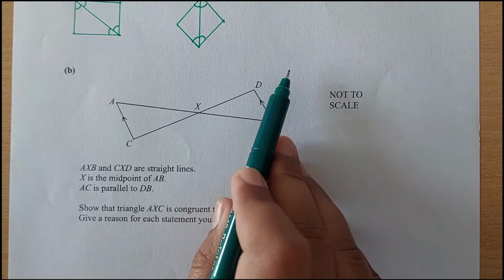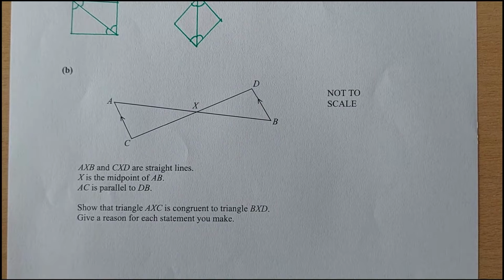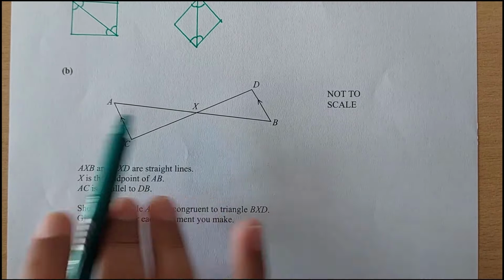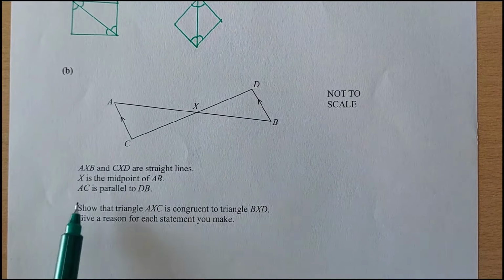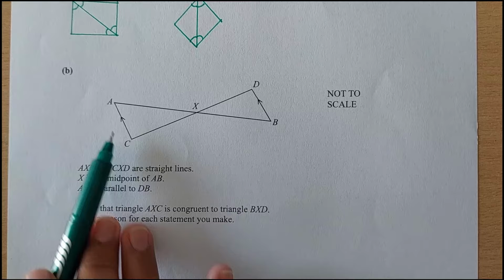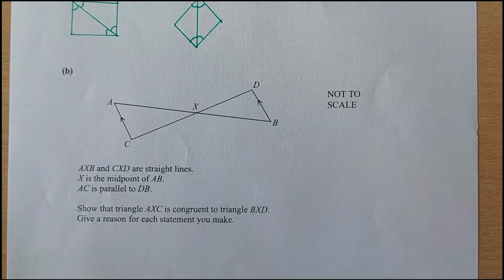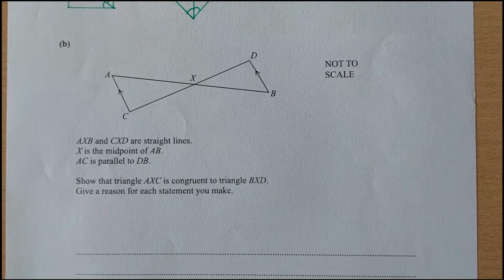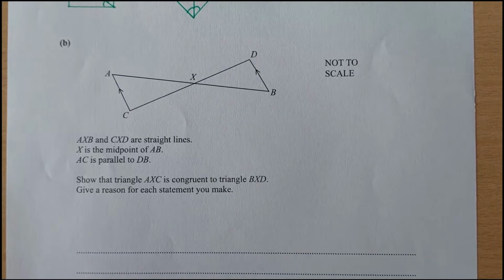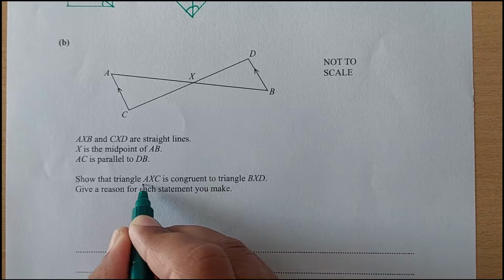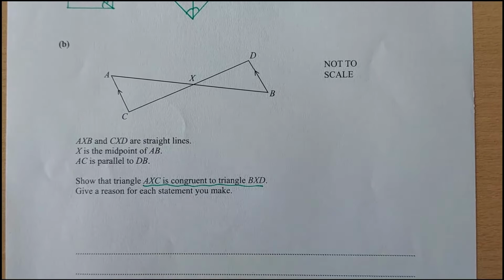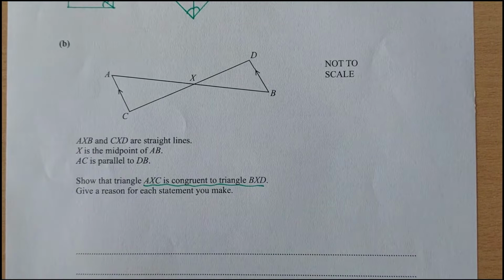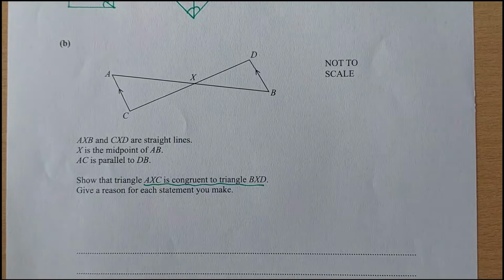Okay, now moving to part B, AXB and CXD. AXB, CXD are straight lines, right? X is the midpoint of AB. AC is parallel to BD. Show that the triangle AXC is congruent to the triangle BXD. Give a reason for each statement you make. Okay, so we need to prove the two triangles are congruent. Let's see which postulate we need to check.